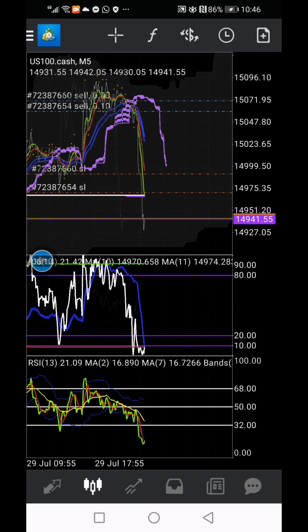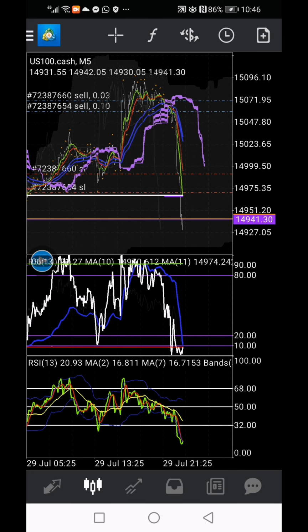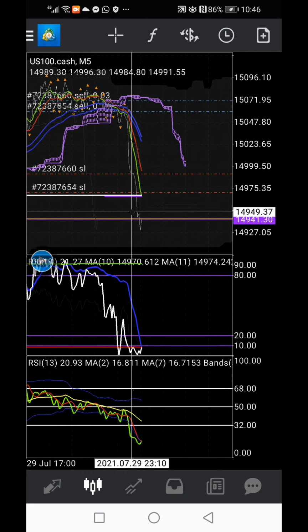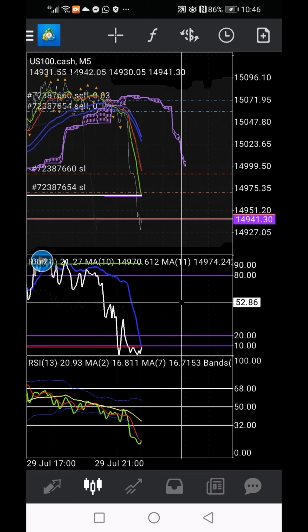So my zone level, you zoom in finally. Then you zoom out once. You see, so now you should close your trade because it's likely going to come up before it drops. So let's see the setup.